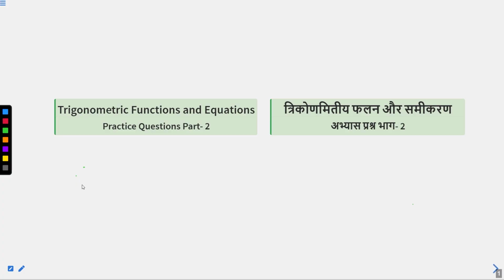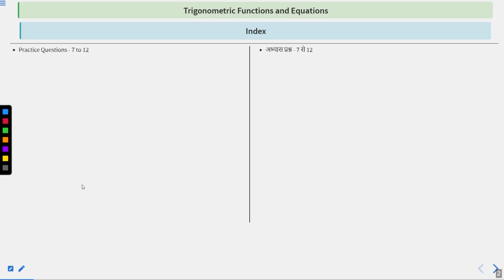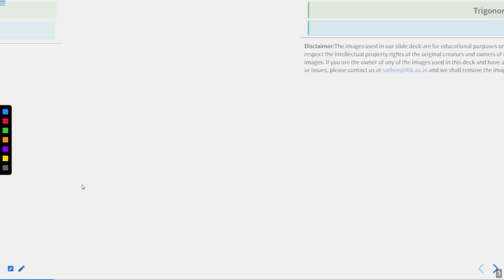In today's lecture, we will practice some more questions based on trigonometric functions and equations. In the last session, we had covered till question number 6. So in this lecture, we will start from question number 7 and we will discuss till question number 12.